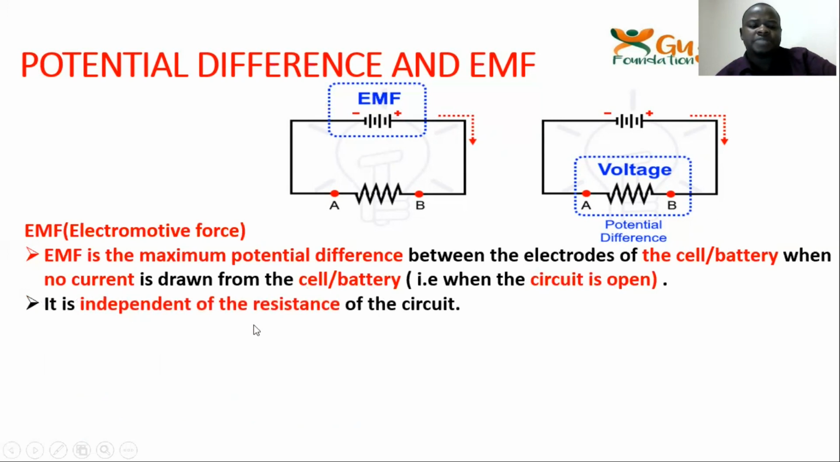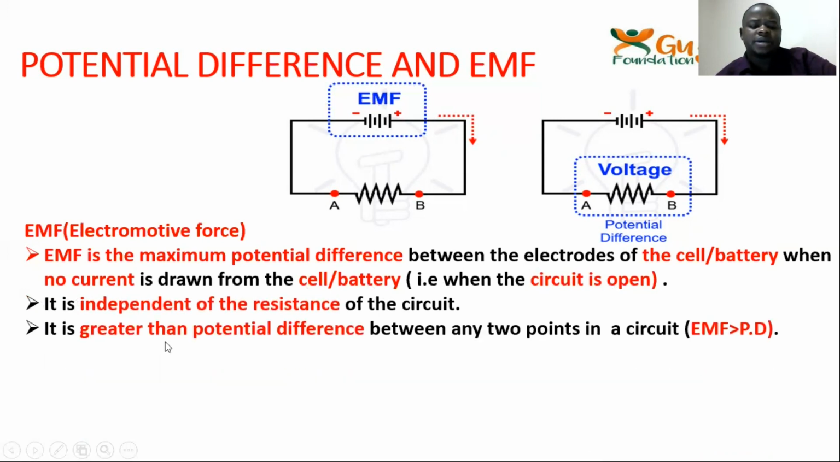And this EMF is also independent of the resistance of the circuit. It is greater than the potential difference between any 2 points in the circuit. In other words, this EMF is greater than the potential difference between this point and this point here, right? So EMF is bigger than this, right?